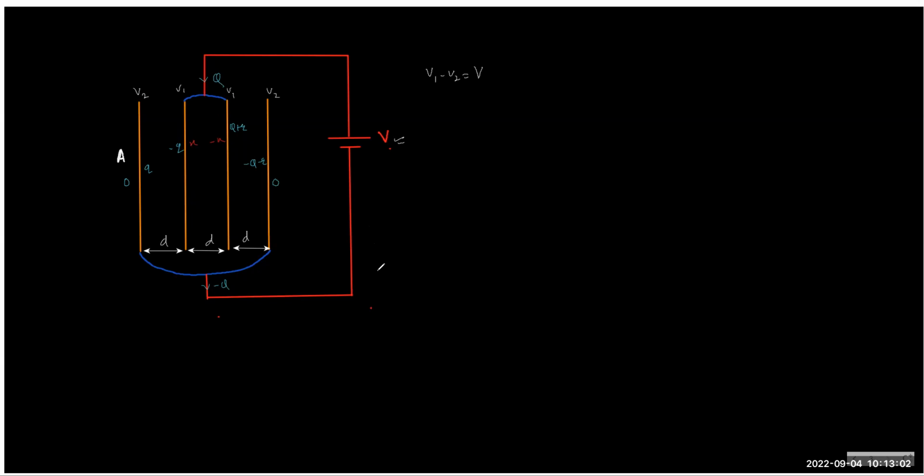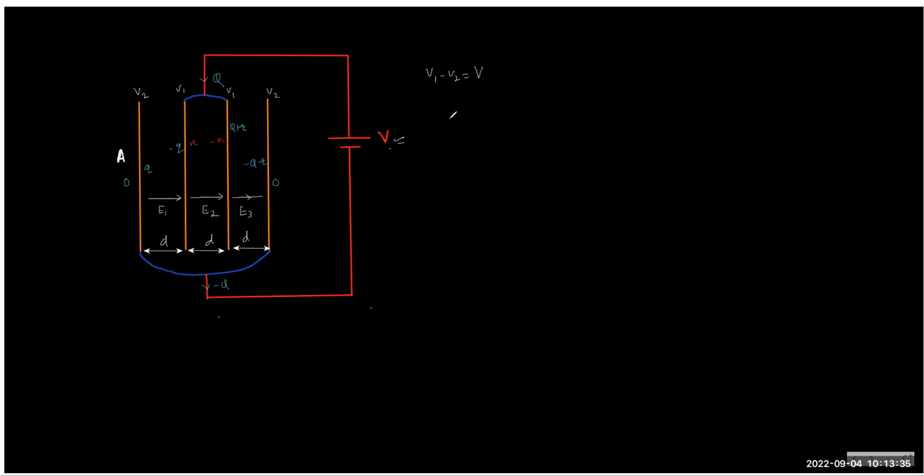So what are the steps to be taken? You have to walk from V to V. So you can walk from here to here, then here. So the field will be like this. Let's take E1, E2, E3.